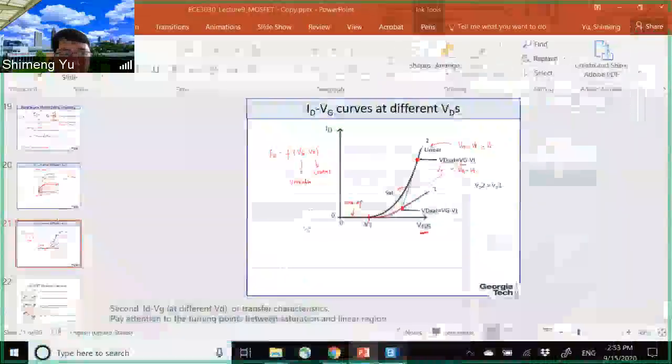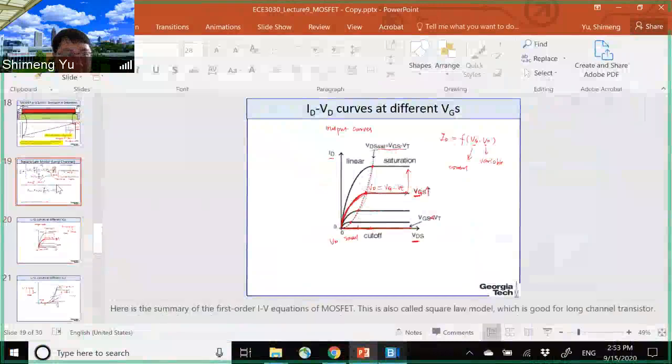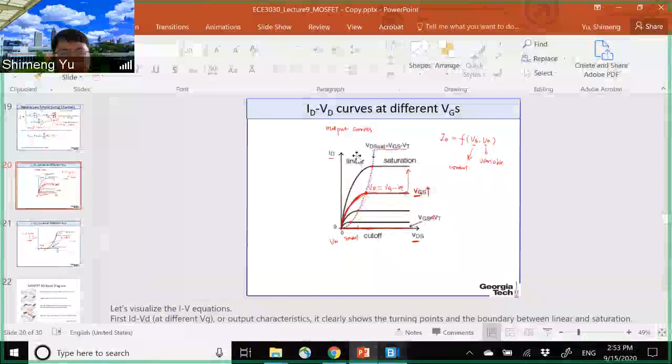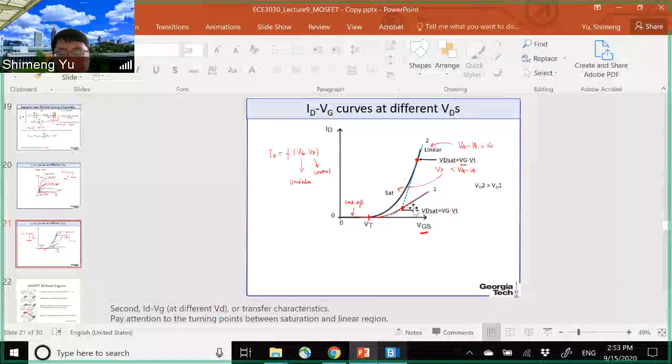So I would say those 3 pages are very important. The equations here, of course, later you are going to use this to calculate the current. And then also visually, the ID-VD curve and ID-VG curve are also important.